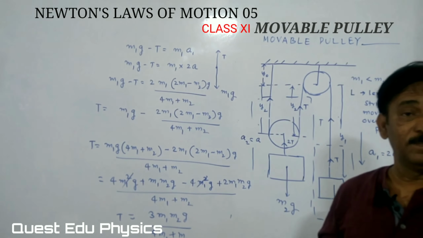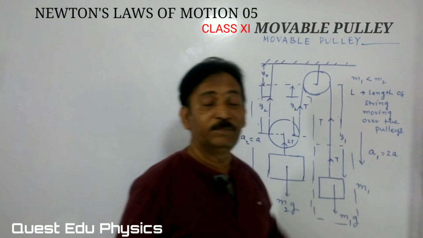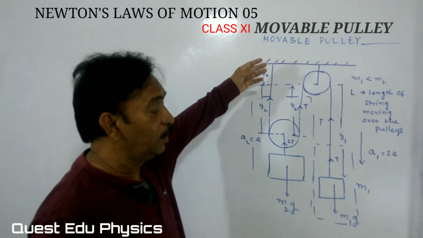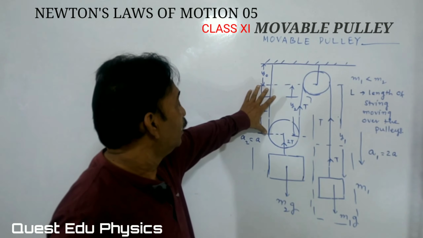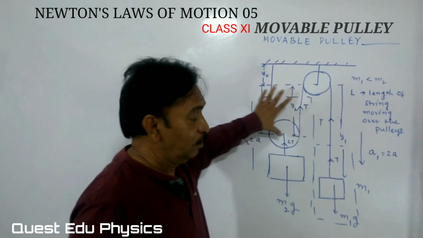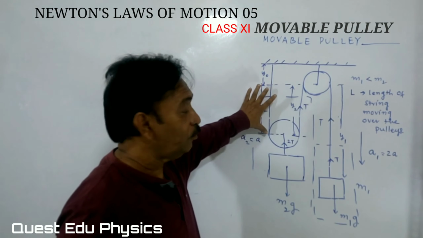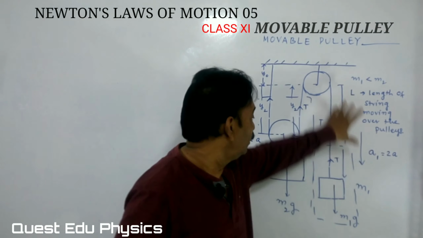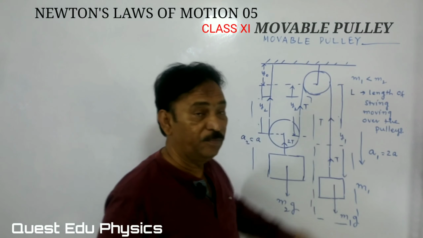By using these relations, you can find out the tension as well as the acceleration of the system, students. A1 is equal to 2a. A simple thing, students. This pulley is moving up. That means the length which is decreasing in this amount must be equal to the increase of the length in this part of the string.